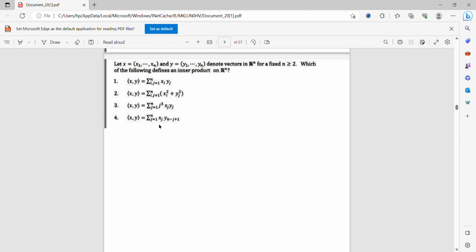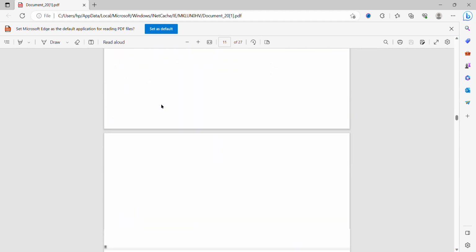Now the third one is very easy, because we know the standard inner product on Rn is basically summation j equal to 1 to n of xj into yj. So here it is just a product with j cube, so it will definitely satisfy all the conditions. If you check the conditions, you will definitely see that it satisfies all of them. So the third one is correct.